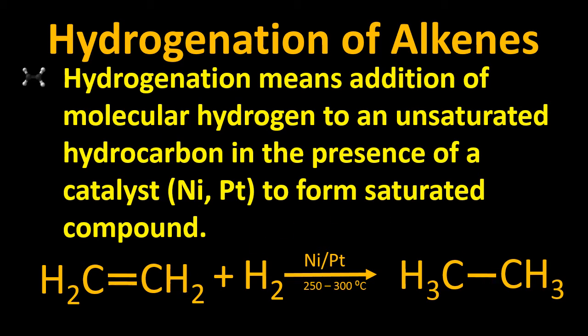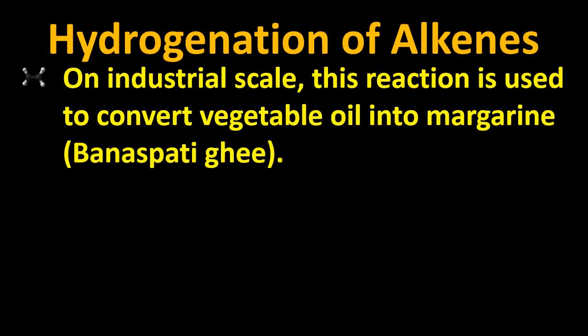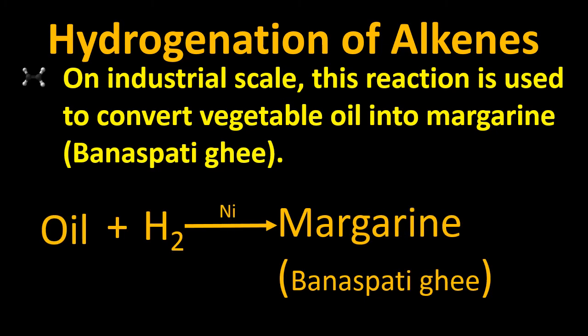On an industrial scale, this reaction is used to convert vegetable oil into margarine, vanaspati ghee, a very common reaction which is known as Sabatier-Senderens reaction.